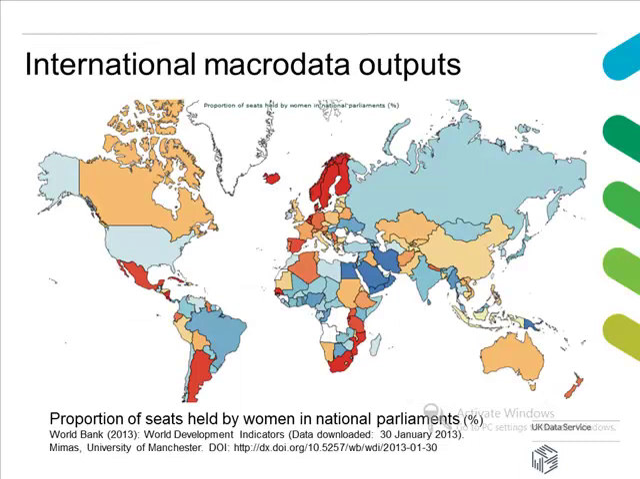Here's some more data from our UKDS.stat interface. This shows the proportion of seats held by women in national parliaments. You can see all the data is mapped, and you can do this in the interface itself, which is really great. The countries in red, the Scandinavian countries and some of the African countries, have a higher proportion of women in national parliaments. What's really good is you can easily create a map on the fly, and it takes no time at all. You need no specialist knowledge, it's really simple to do.